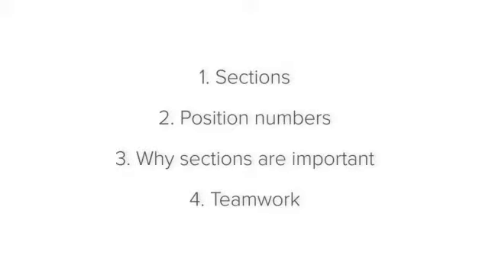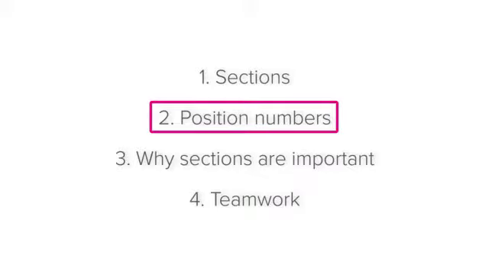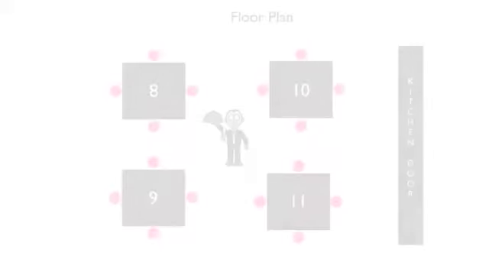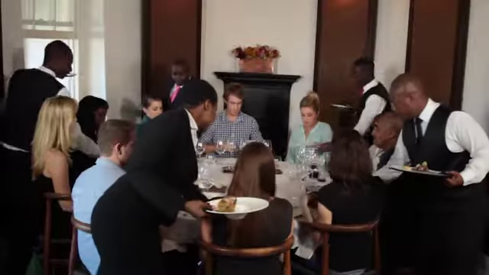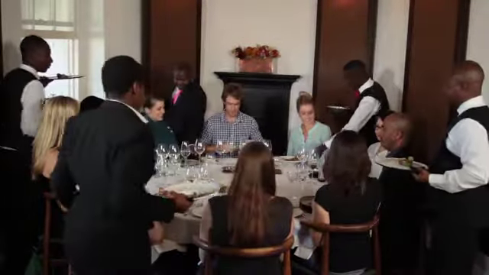Now let's look at position numbers. Just as each table is given a number, each seat at a table is also given a number. This is so that you know which dish is for which guest, and your colleagues can also know.